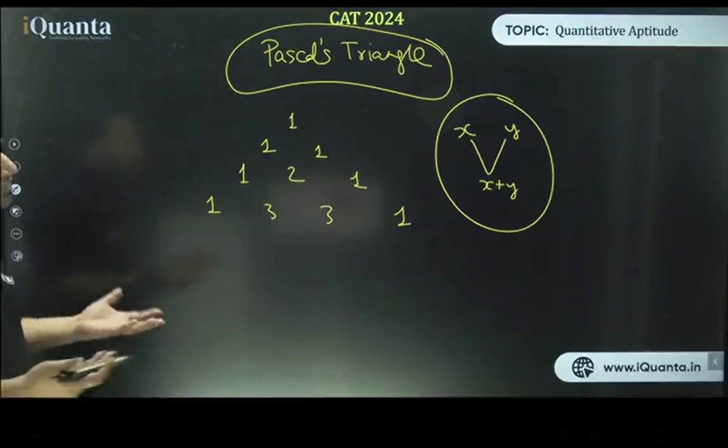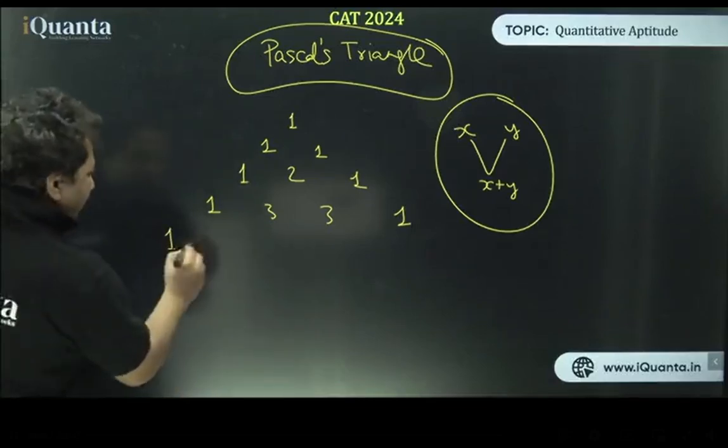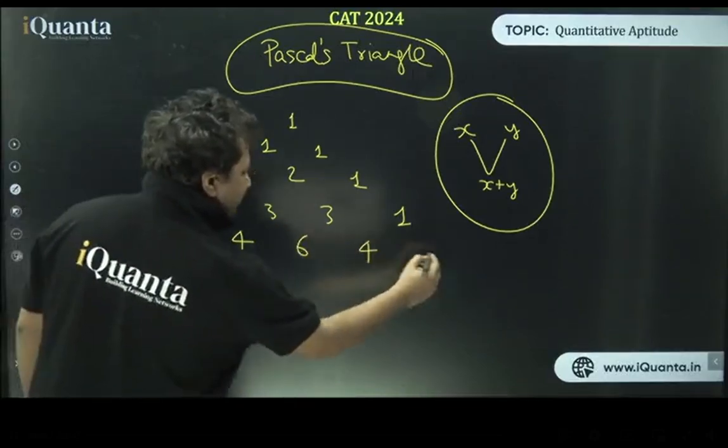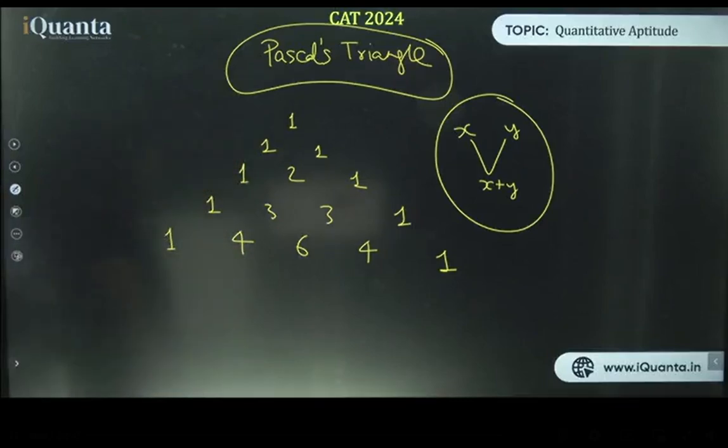Okay? 1 plus 3 is 4, 3 plus 3 is 6, 3 plus 1 is 4, and this is 1. So if you look at this, these are nothing but powers of 11. Yes or no? These are powers of 11.